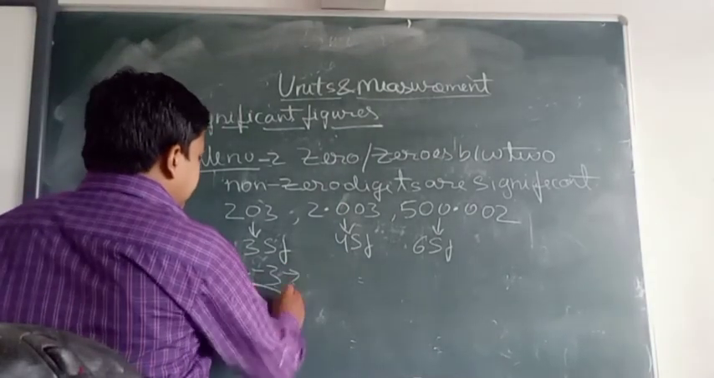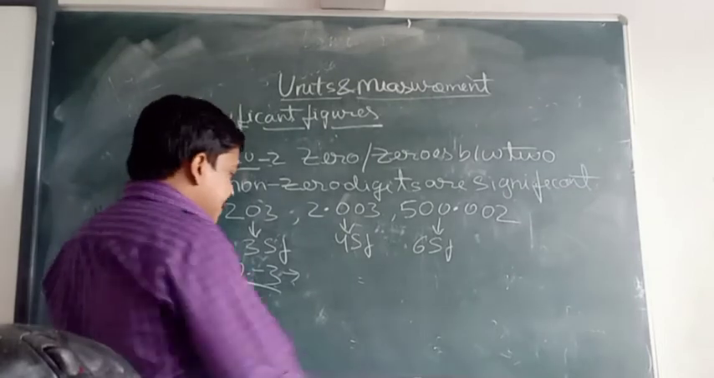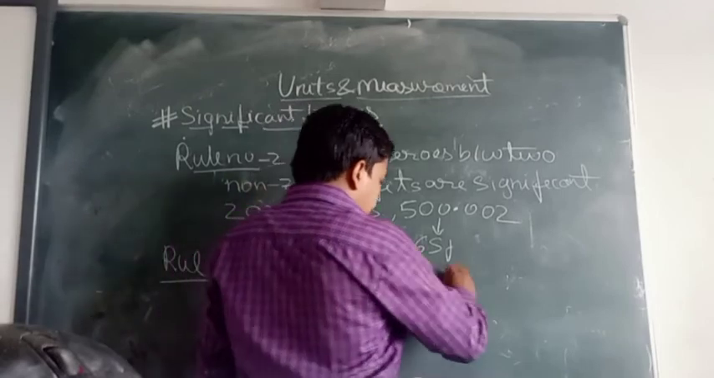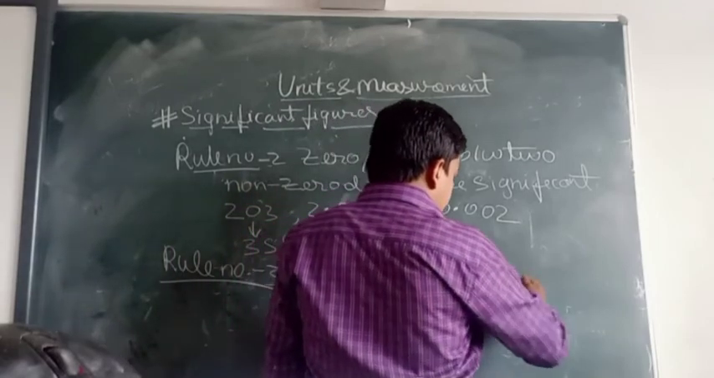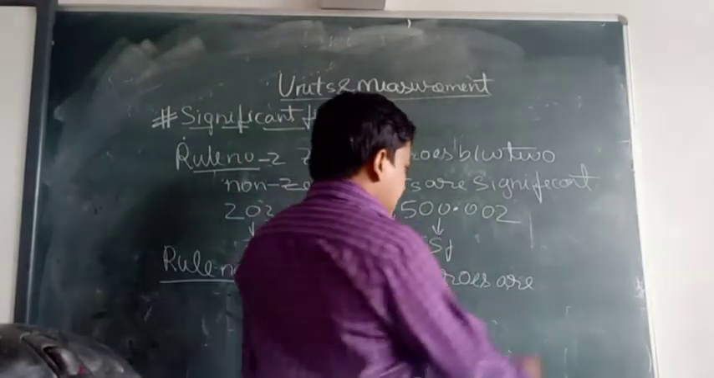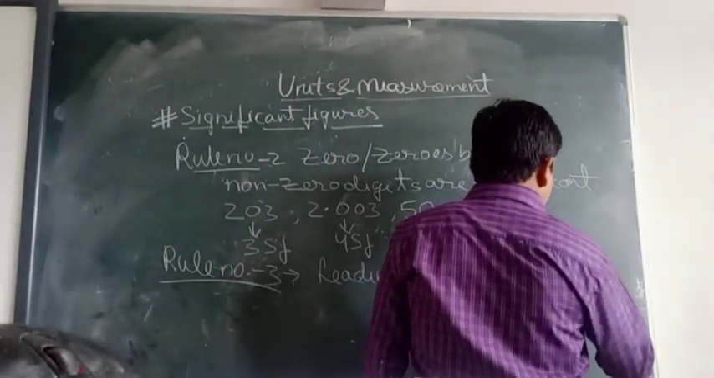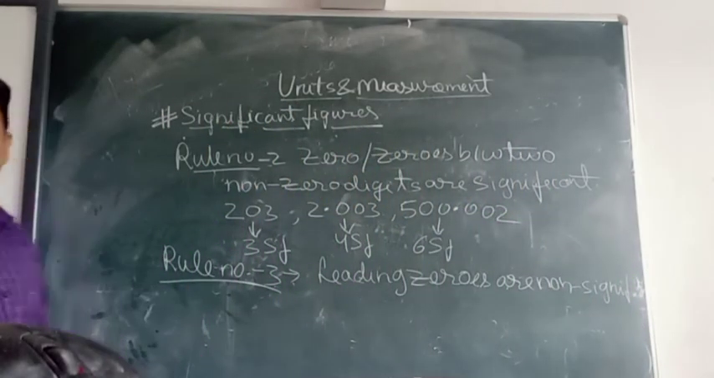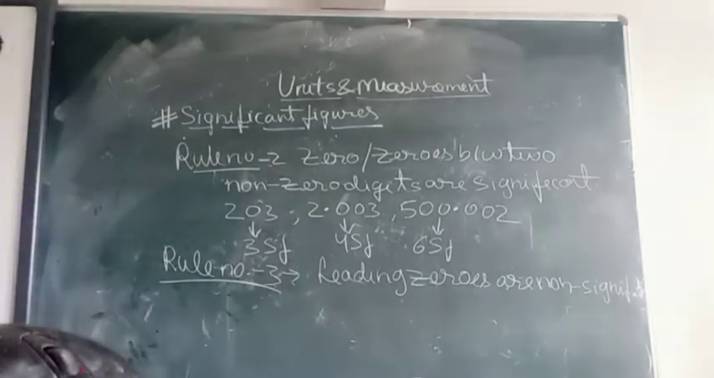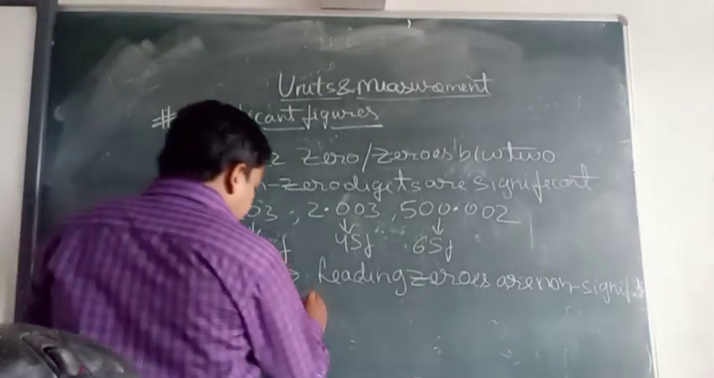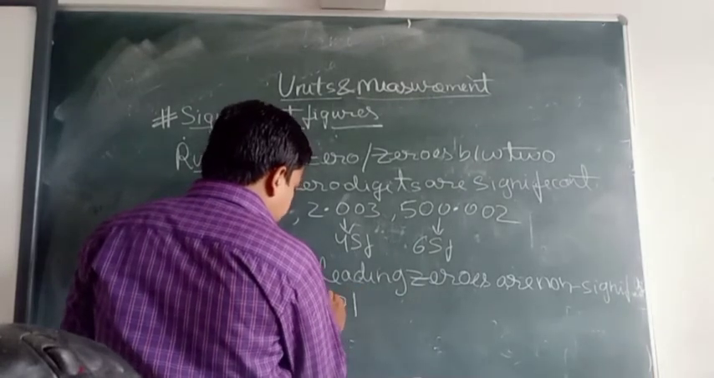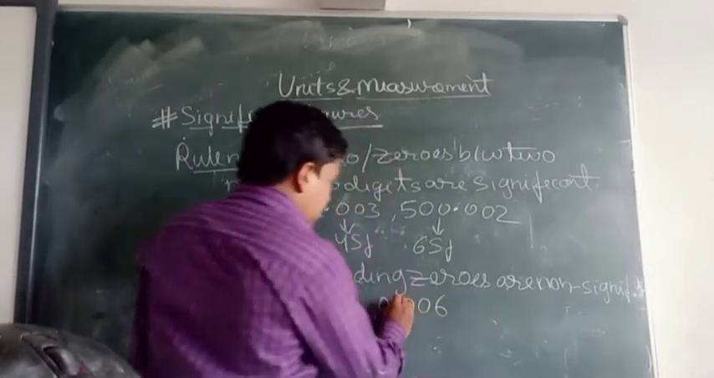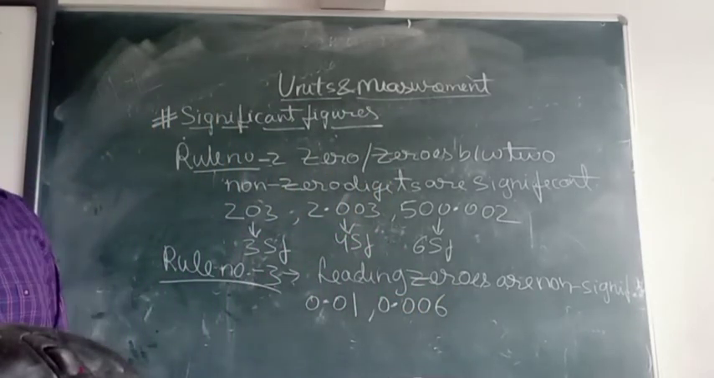It says that leading zeros are non-significant. Leading zeros are supposed to be non-significant. For example, what example can be given? 0.001, 0.01 and 0.006. So how many significant figures are there?